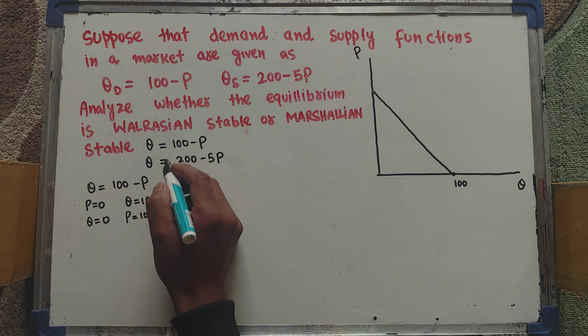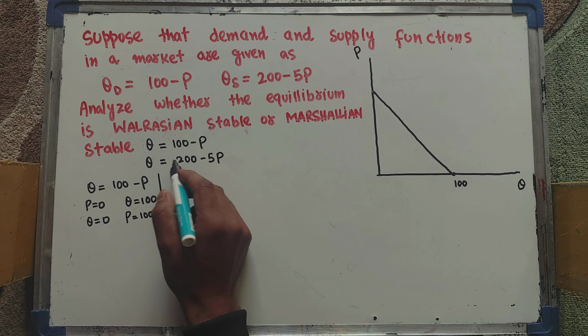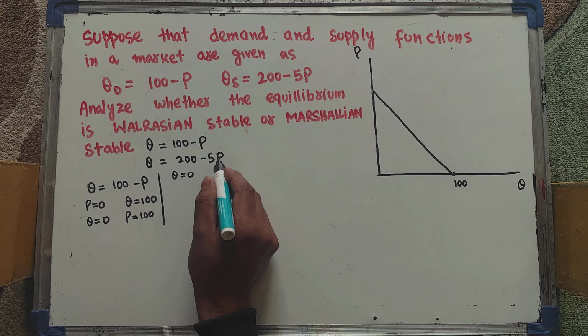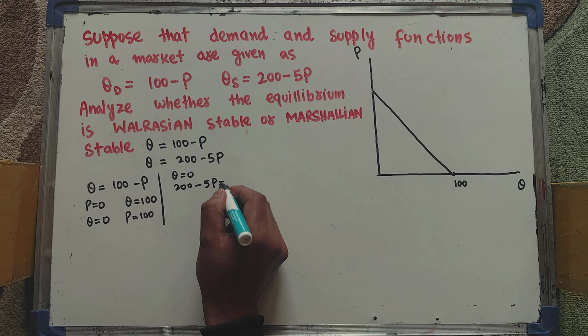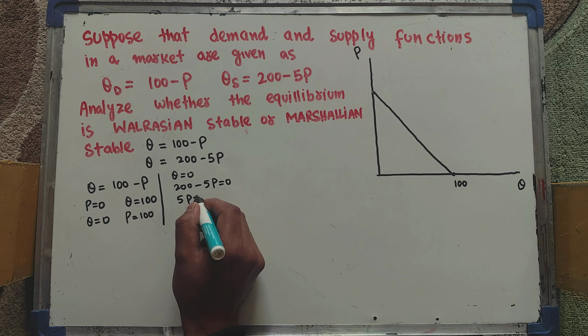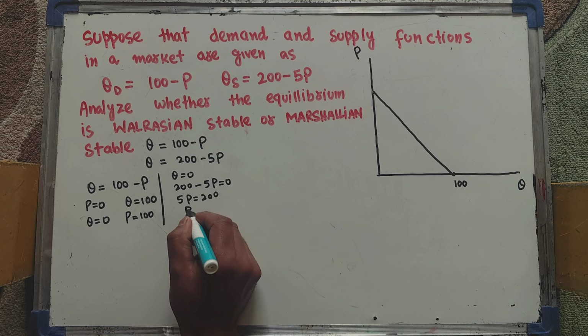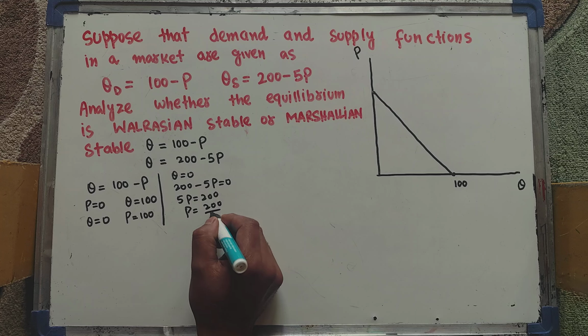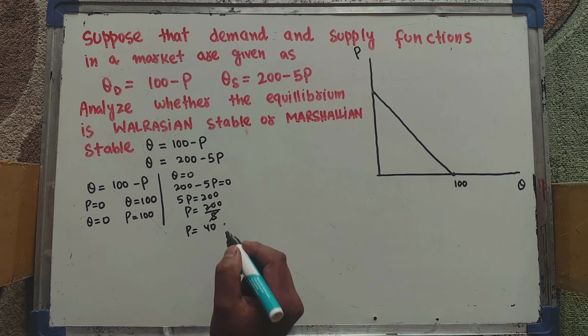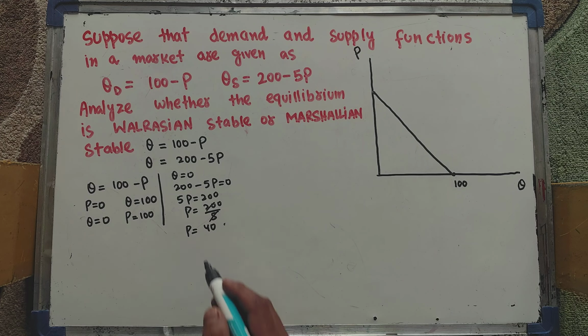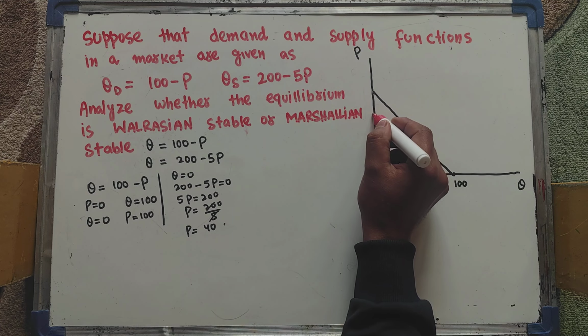Now what about the supply function? Let me draw the supply function also. When Q is equal to 0 in this equation, that means 200 minus 5P is equal to 0, or 5P is equal to 200, or P is equal to 200 upon 5. So 5 fours are 20, 5 eights are 40, so we get P is equal to 40 here. Let me draw it here. So P is equal to 40.